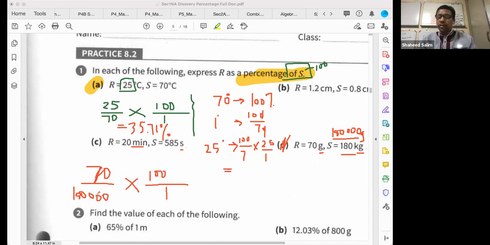Let me try again. 70 times 100 divided by 180,000 gives 0.0389 percent, or 0.039%. Very small.